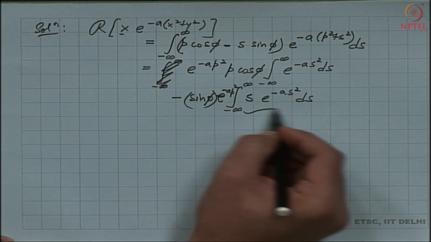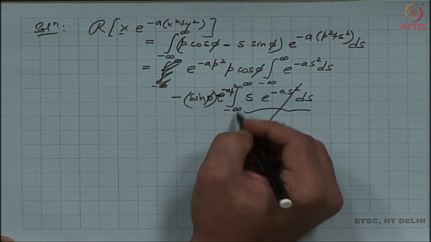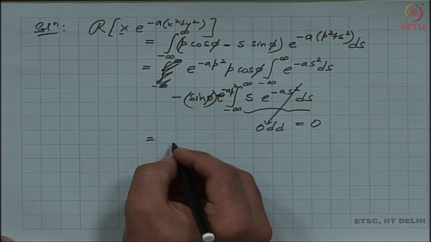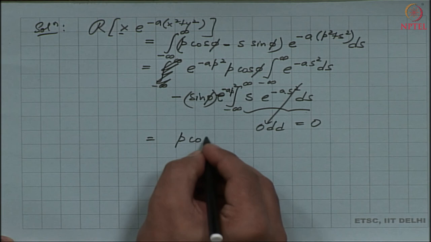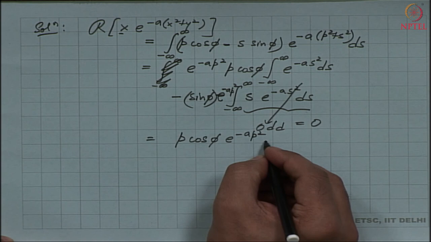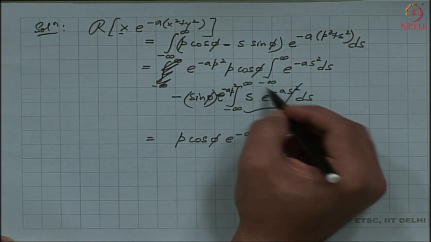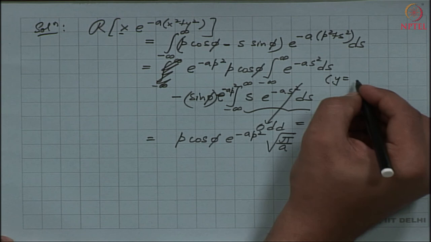Notice that this particular integral, the second one, is an odd integral. So, over this range of integration, this is going to give me 0. So, which means I have to only evaluate the first integral. Let me write down all the terms outside the integral. I get that this is equal to p cos phi e to the power negative a p square times square root of pi by a. I have already used my calculus results to evaluate the value of this infinite integral. So, please substitute y equal to square root a times s and change it into one of the standard integrals.